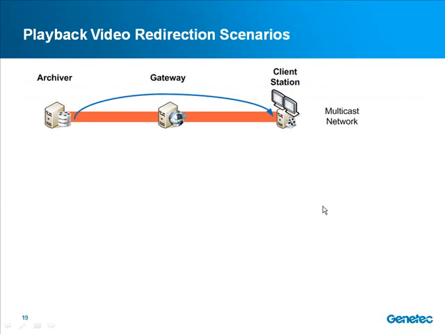Our default configuration is the network where the connections all support multicast. In this case, the video footage goes straight from the source, which is the archiver, to the client application.